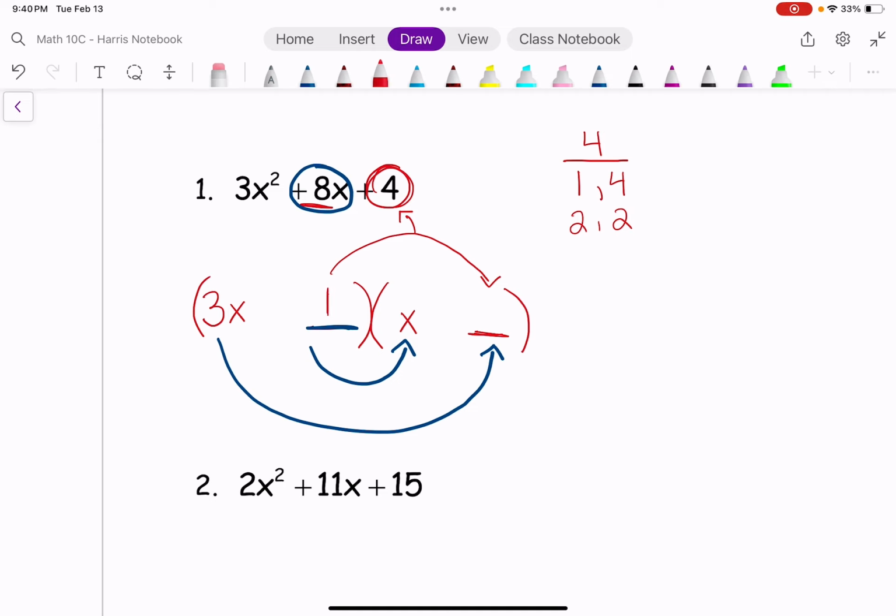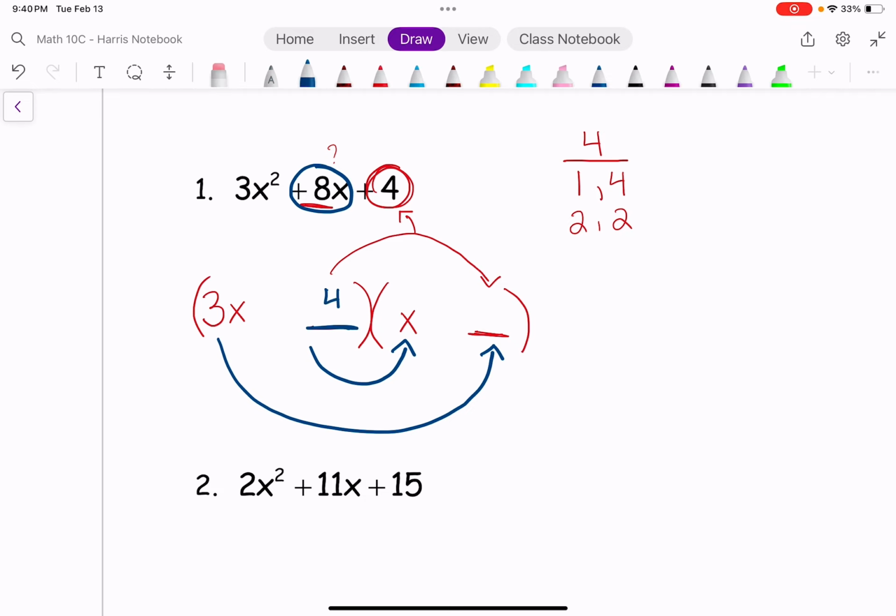So I'm going to put a 1 here, and I'm going to put a 4 here. So I know that 1 times x, well, this is 1x. 3 times 4, well, that's 12x. Does 1x plus 12x equal 8x? Nope. So it can't be those ones. So I'm going to erase those pieces.